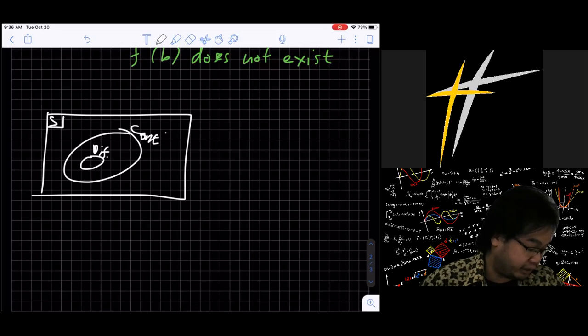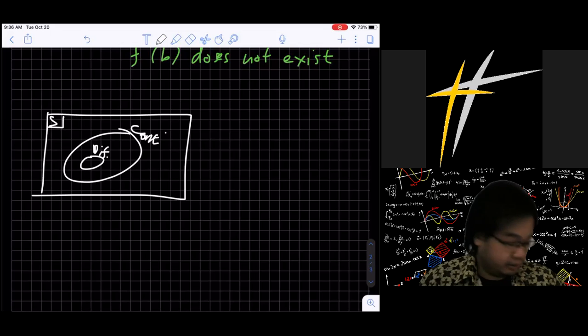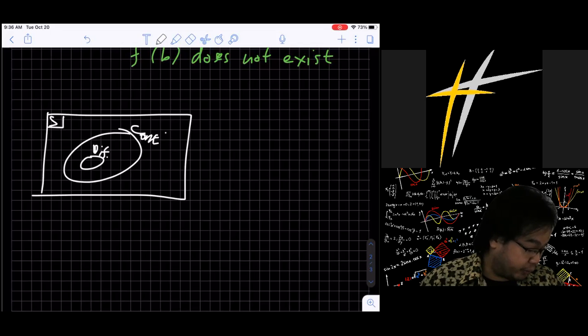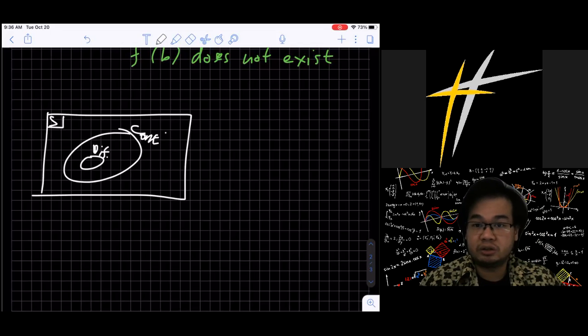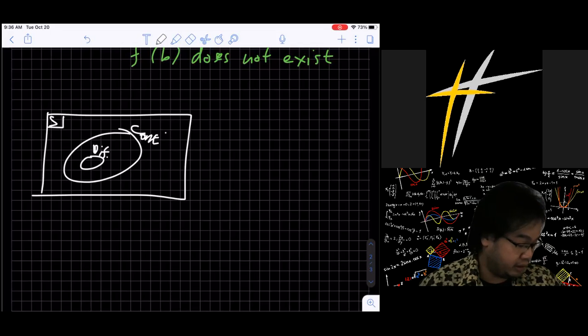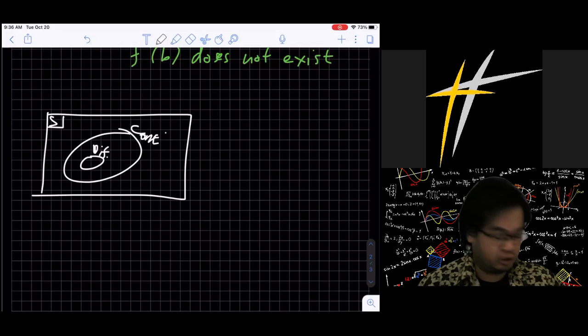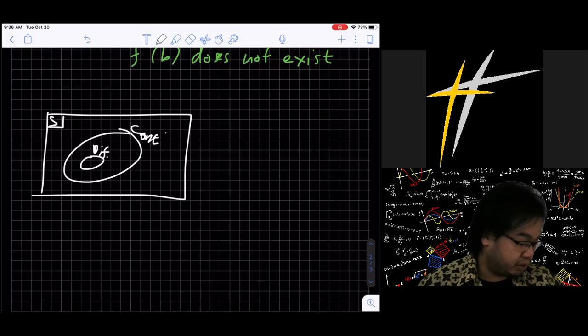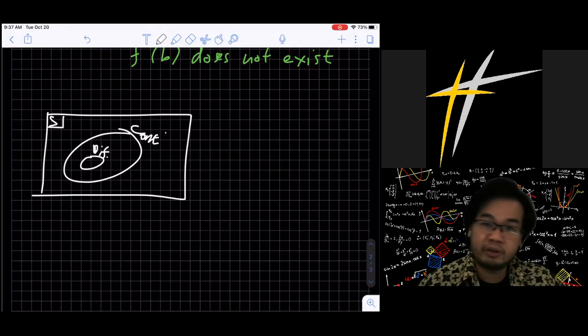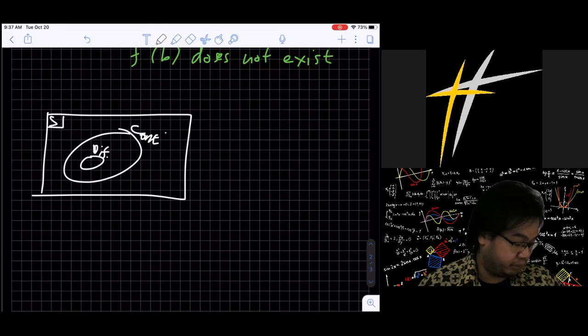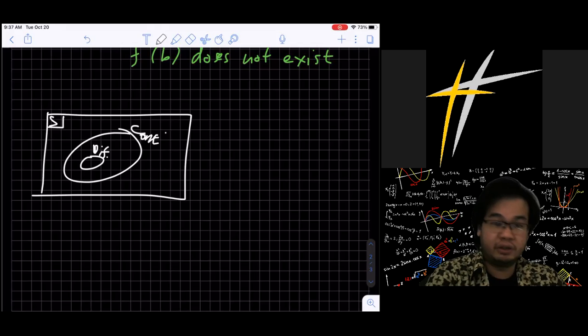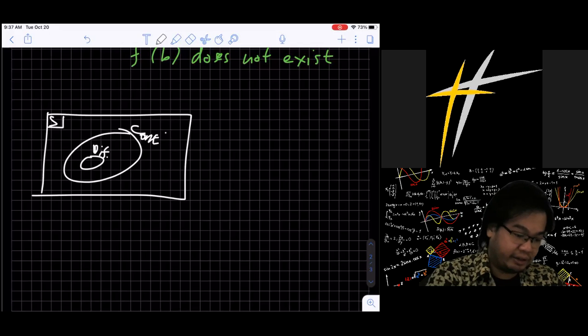Let's see figure A. On figure A, when x equals c, is it still continuous? Yes, it's still continuous because actually the limit from the left, the limit from the right, and the exact value of the function are the same. So we can say it's continuous. But when we are talking about differentiable, the slope of the tangent line from the left will be different from the slope of the tangent line from the right, right?